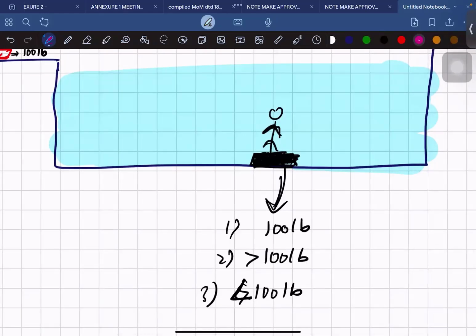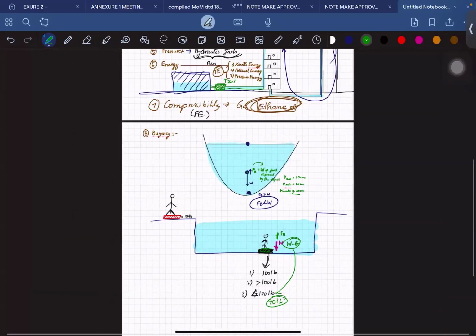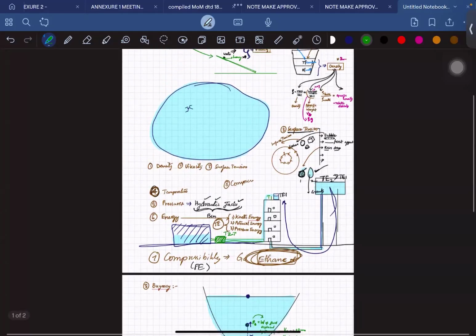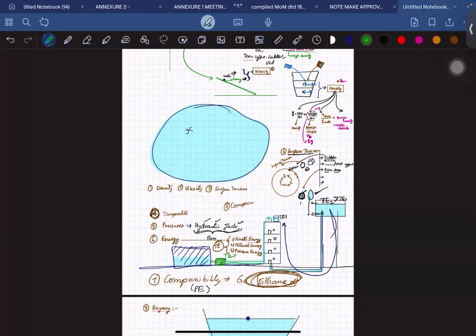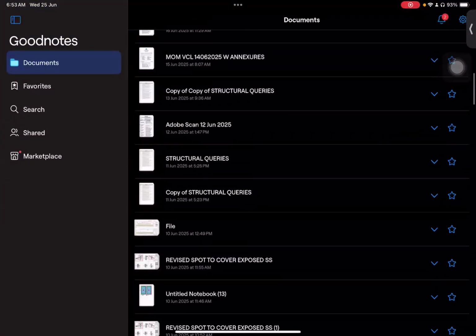Because when he is inside the water, his weight will be acting downward, which will be the same, but there will be some more opposing effect, that is the buoyant force acting upward. Because of this, the net effect on this machine will be W minus FB. Because of that, it will show something like 90 lb or so. So this is another parameter regarding buoyancy. And yes, now this is how the subject looks. Let me jump into the syllabus.